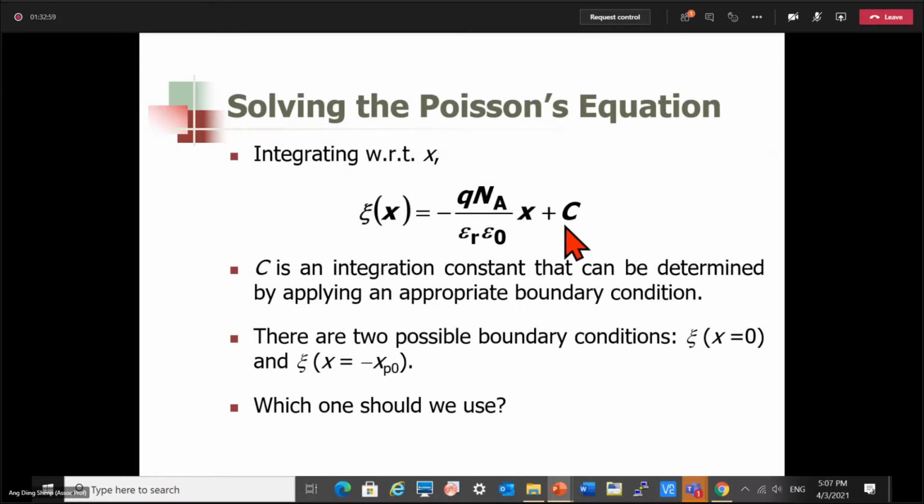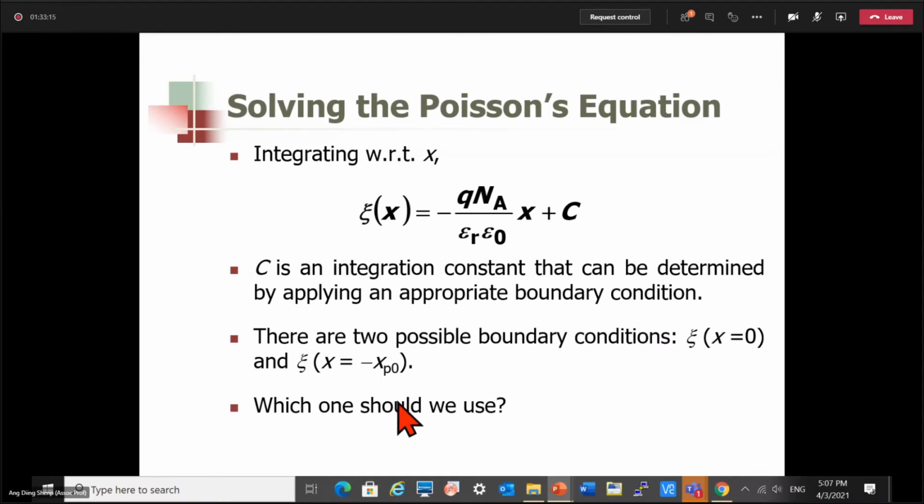Okay, now after integration, you have a constant of integration that you need to find. All right, so this is what I'm going to do next. So C is an integration constant that can be determined by applying an appropriate boundary condition. So what is this boundary condition?